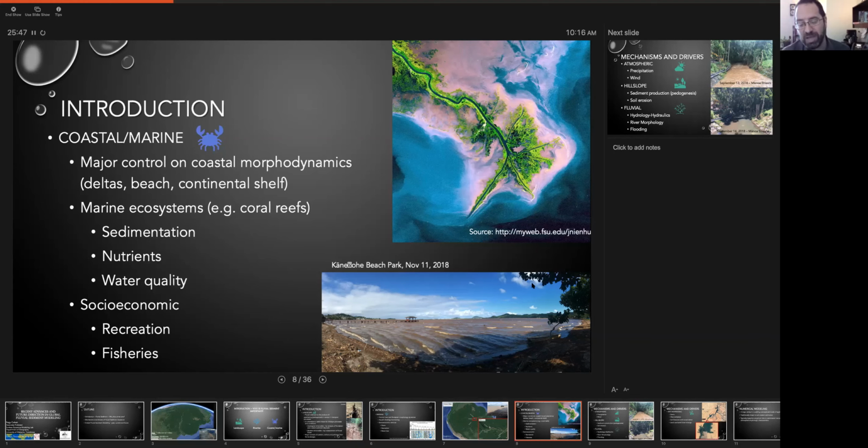Recreation, as you can imagine, Hawaii is mostly reliant on tourism. And when you have very heavy sediment load, as you see in this picture at the bottom, they actually call it a brown water day, and they close some beaches quite several times a year because of these heavy sediment loads that come to the beaches, and that has a significant economic impact on these islands.